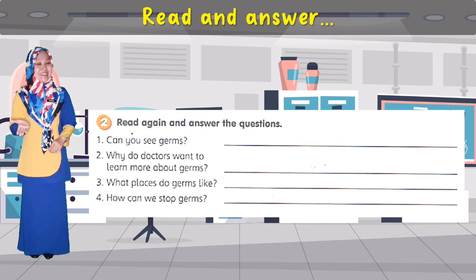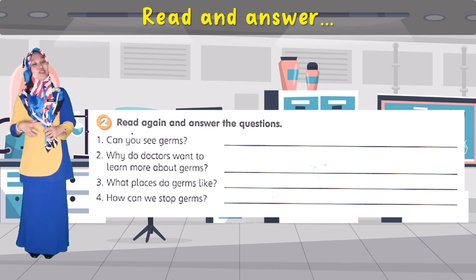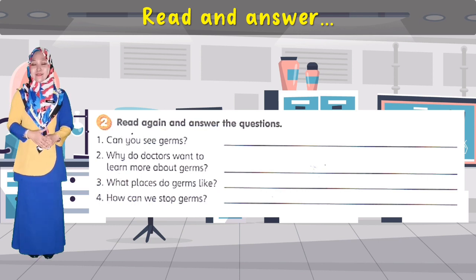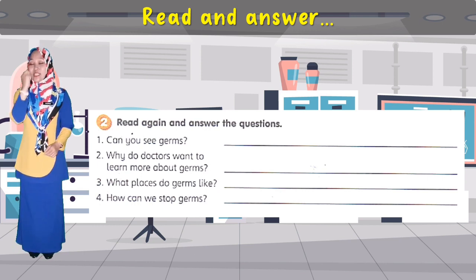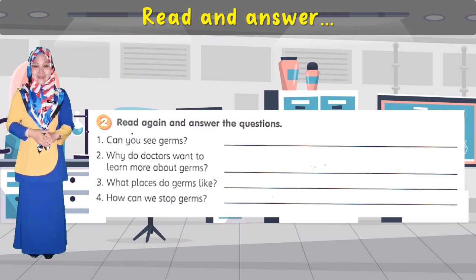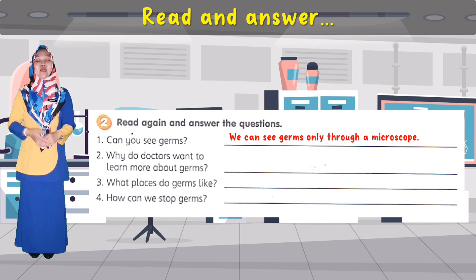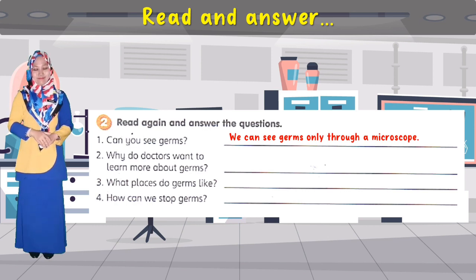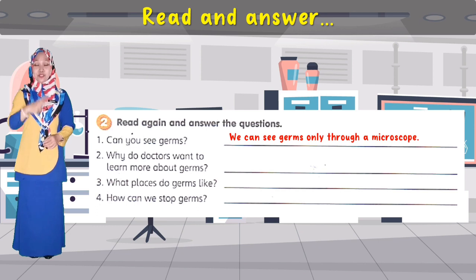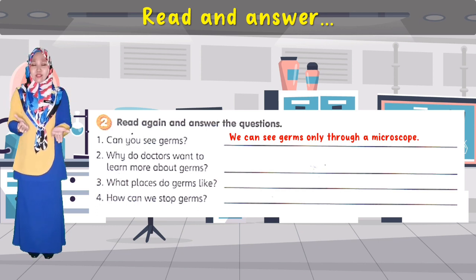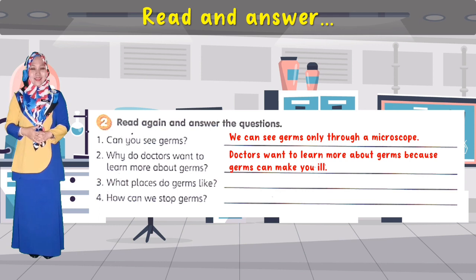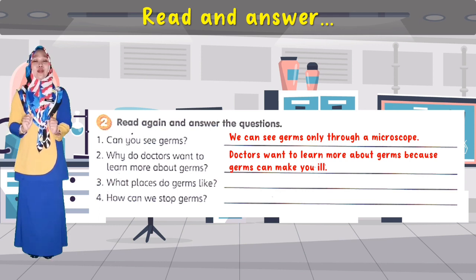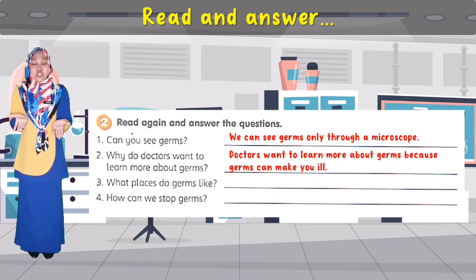You have to refer to the text and answer these 4 questions according to the text. Let us try to answer the questions together. Are you all ready? Question number 1. Can you see germs? So what's the answer? The answer is, we can see germs only through a microscope. Let us continue with question number 2. Why do doctors want to learn more about germs? What's the answer? The answer is, doctors want to learn more about germs because germs can make you ill.